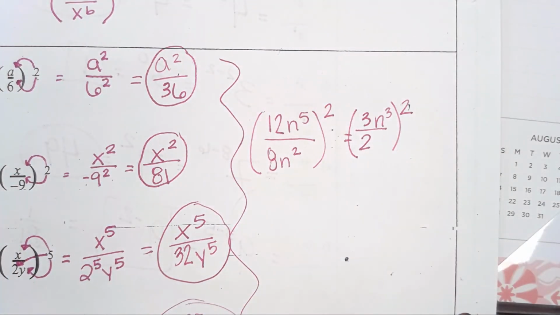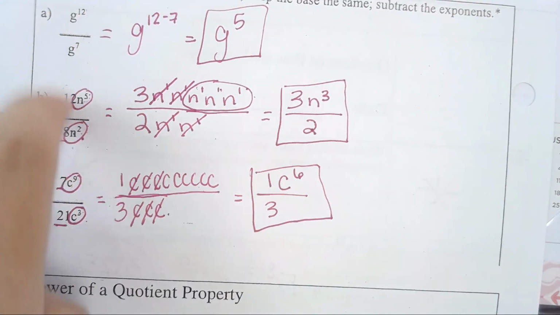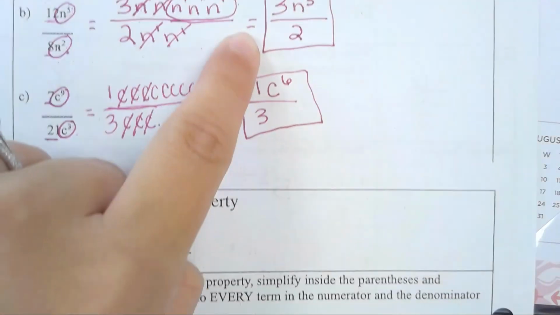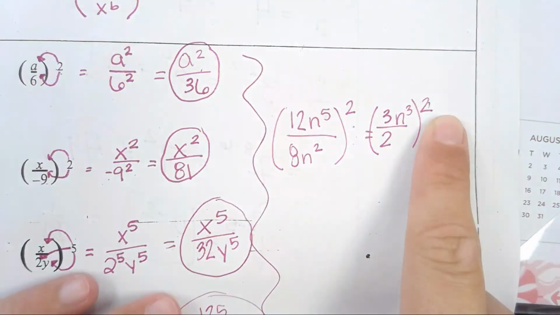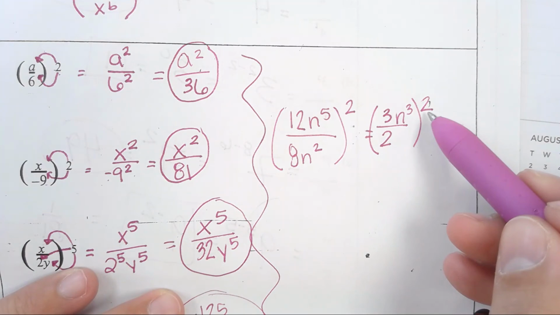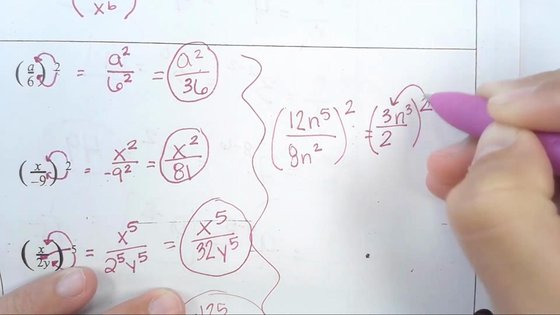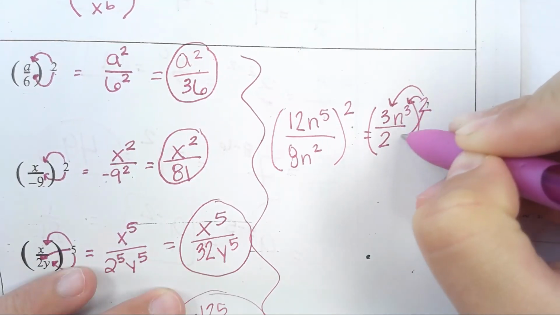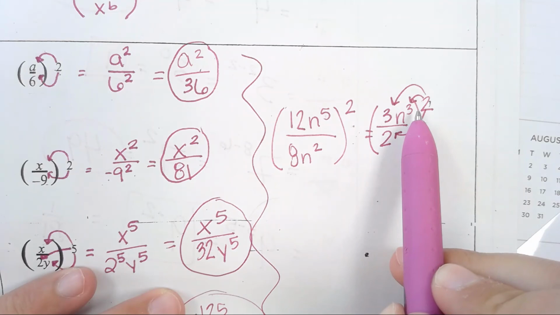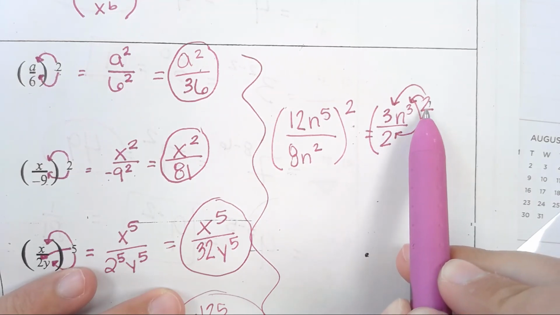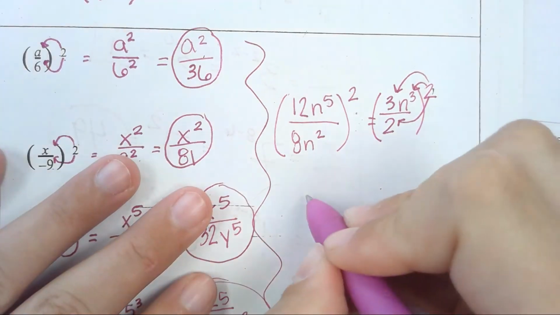Okay? So this is what we got up here, right? So we first had to simplify, and we got 3n cubed over 2. But now we are going to take it to the power of 2. So again, this 2 goes to everything on the inside of this parentheses. So the 2 is going to go with the 3. The 2 is going to go with the n to the third. And the 2 is going to go with the 2 at the bottom. So let's see what happens.